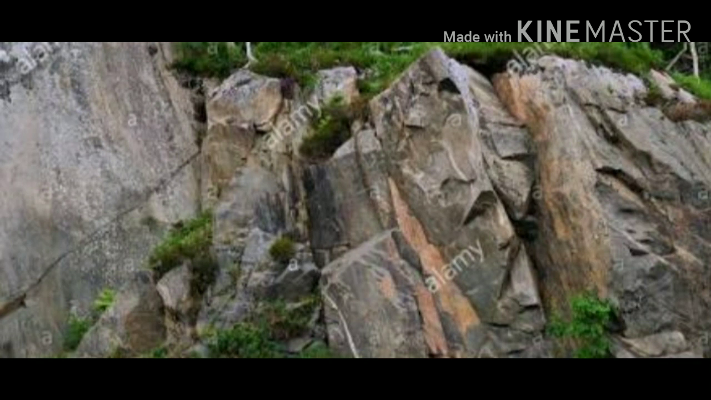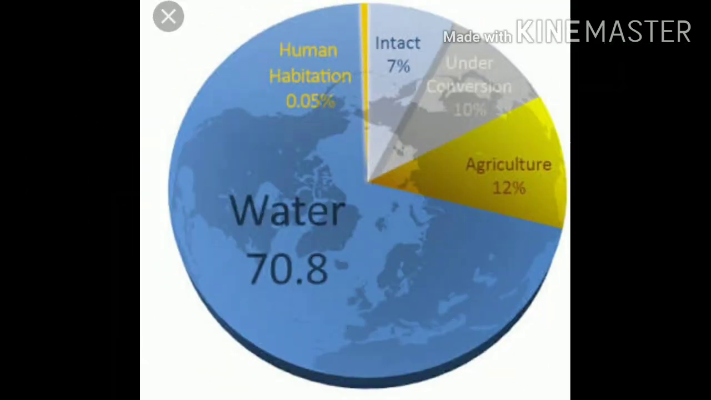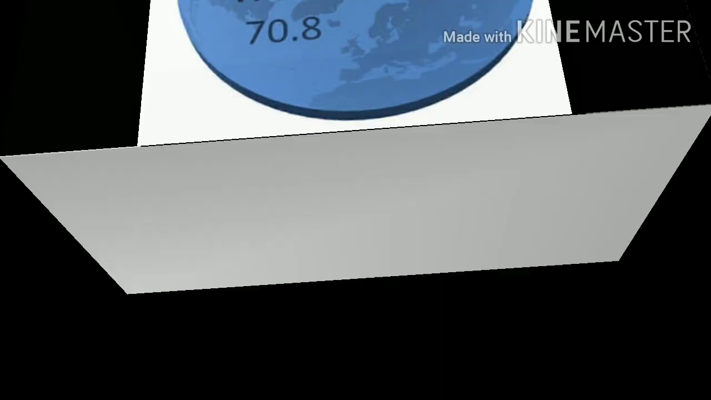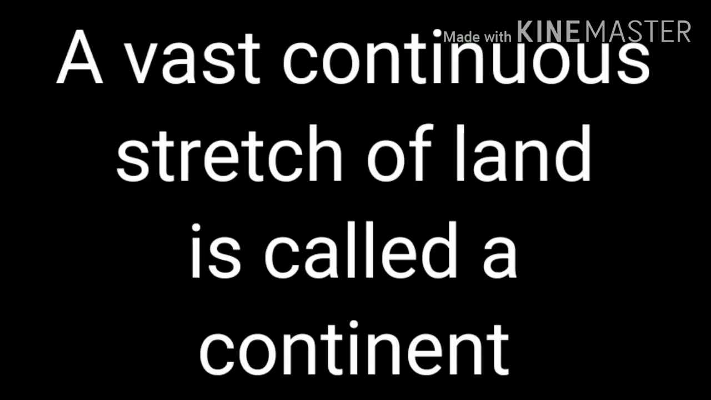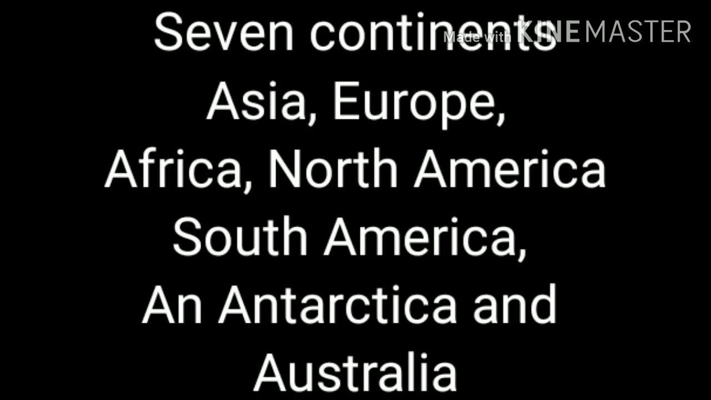The lithosphere extends under the water too, and the remaining part is covered with water. So, about 1/3 of the surface of the earth consists of land. A vast continuous stretch of land is called a continent. The land on the earth is divided into 7 continents.